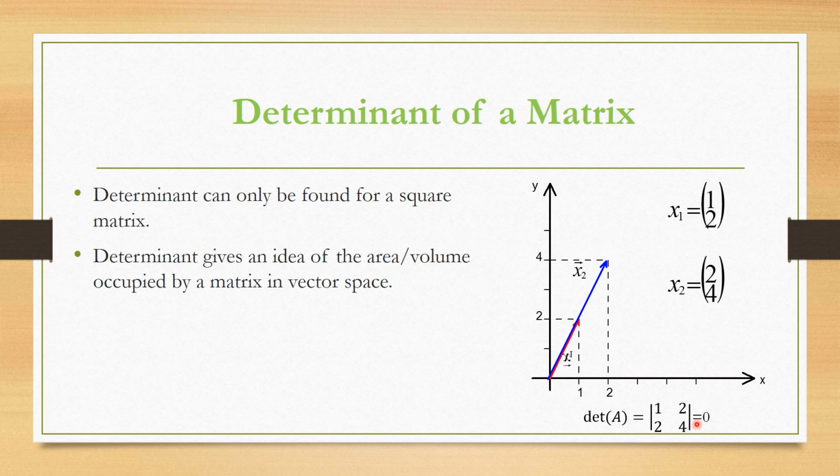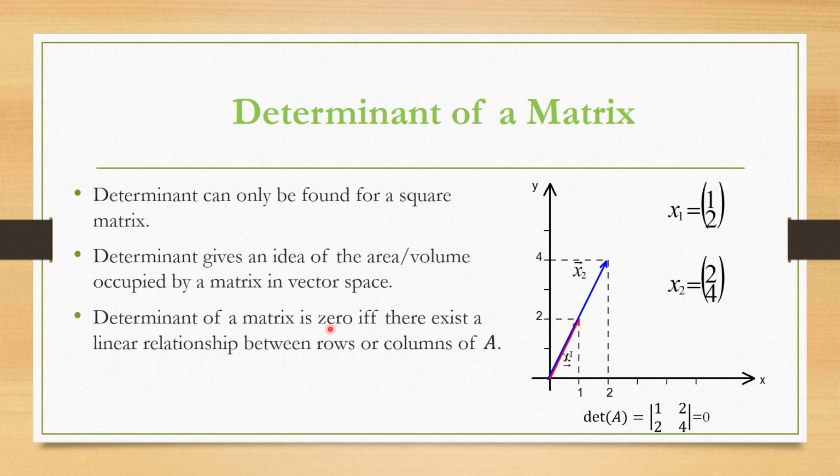Geometrically, it means the transformation 1, 2, 2, 4 squeezes all the space onto a line or even onto a single point. In this case, the entire space is squeezed onto a line. Thus, the area of the region would be 0. This is indicated by the value of the determinant as 0.